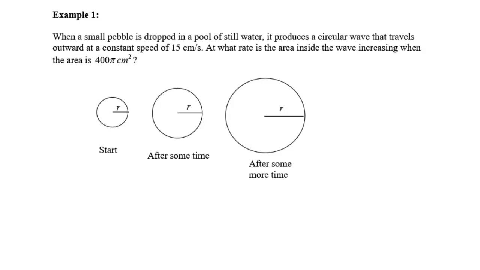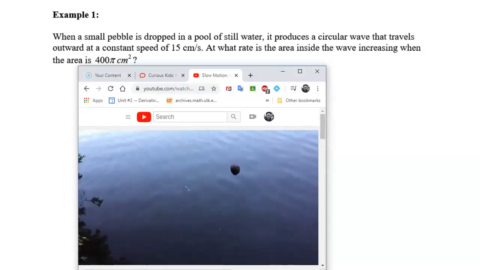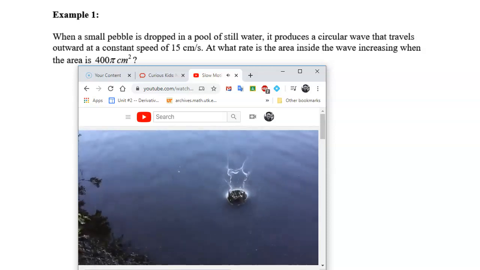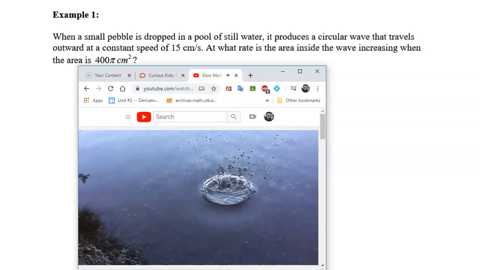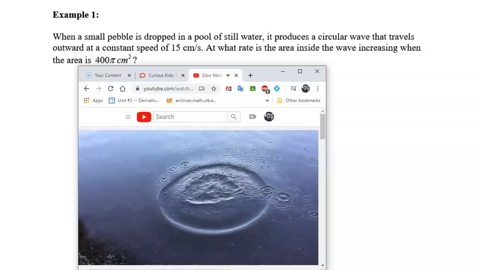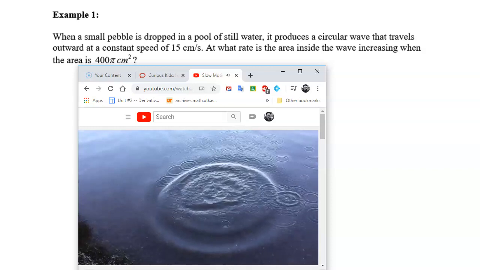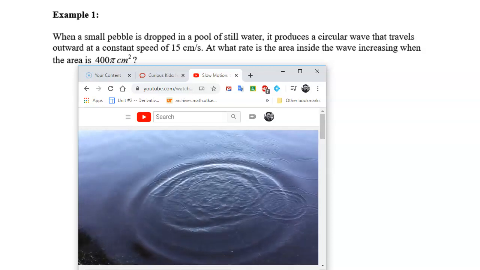Okay, so we've got a diagram here that shows you at the start, after, say, the pebble is dropped into the pond or the pool, and it starts to grow, and then after a few seconds it grows more and more. So I just wanted to show you a video of this so that you can get this in your head. That's more than a little pebble, that's a fairly large rock. There are little tiny ripples that are created, but the main ripple you can see is spreading from the center. And you can imagine that the circle represented by the ripple is increasing at a rate of, say, 15 centimeters per second.